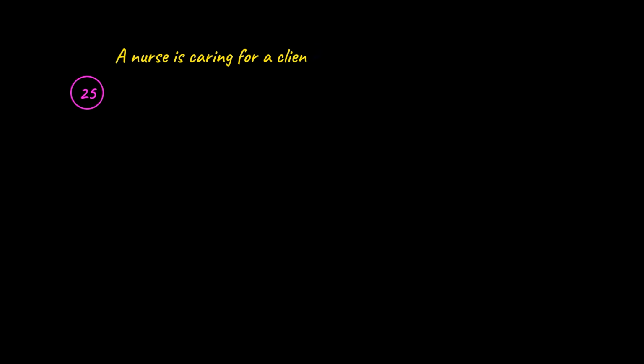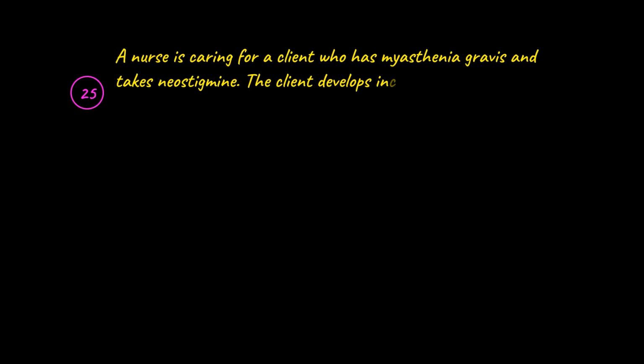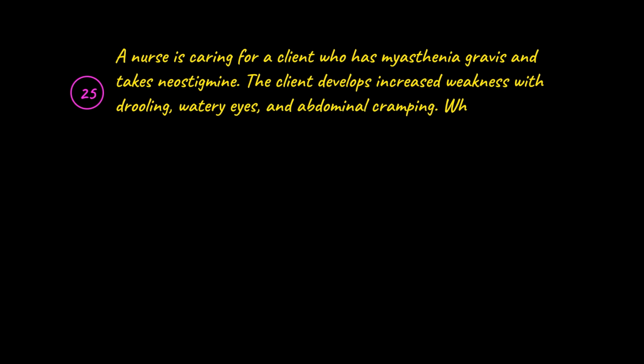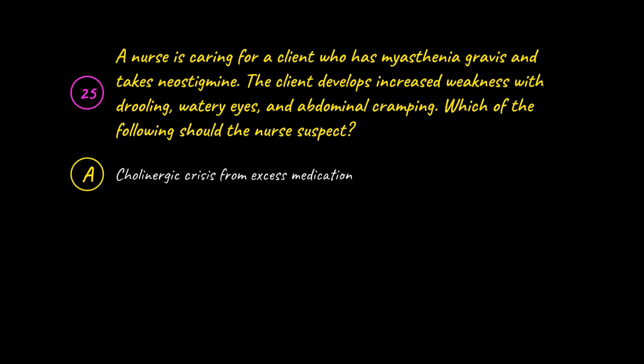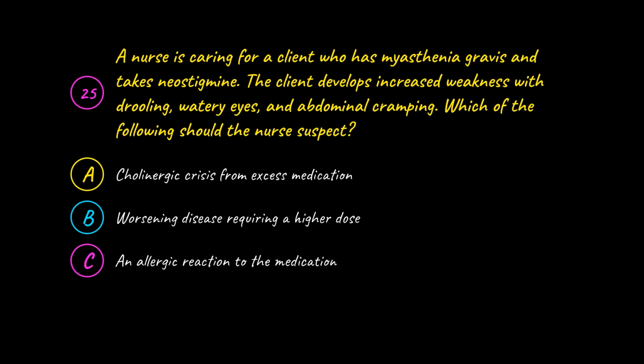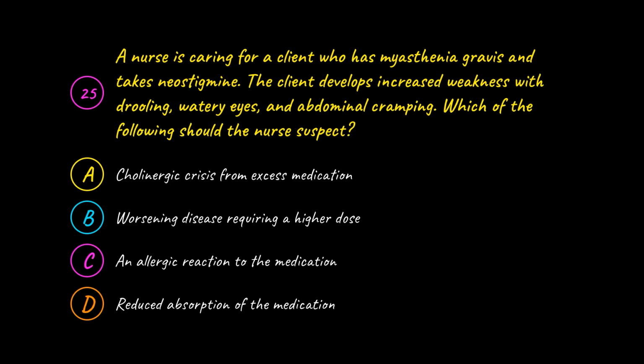Question 25. A nurse is caring for a client who has myasthenia gravis and takes neostigmine. The client develops increased weakness with drooling, watery eyes, and abdominal cramping. Which of the following should the nurse suspect? Your options are: A. Cholinergic crisis from excess medication. B. Worsening disease requiring a higher dose. C. An allergic reaction to the medication. D. Reduced absorption of the medication. Which one is it? Pause the video if you need more time.